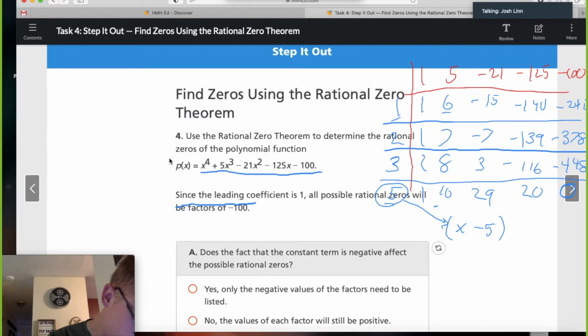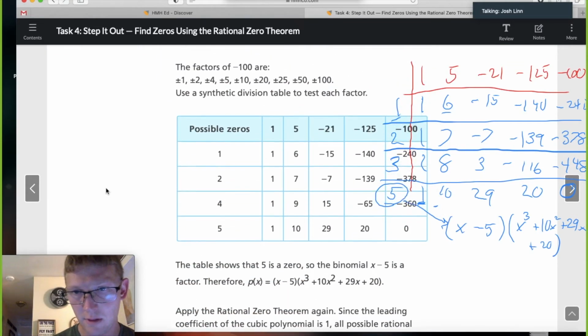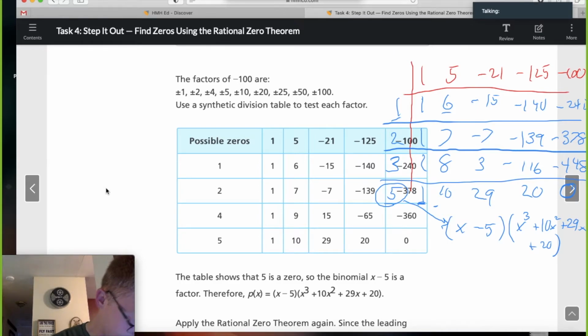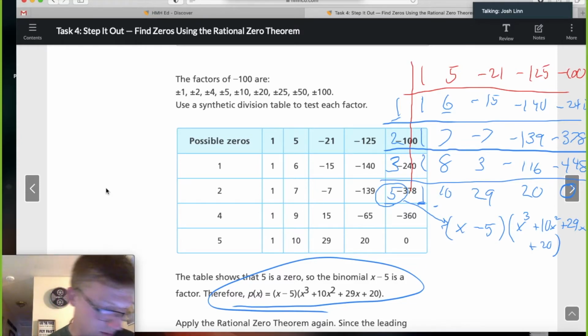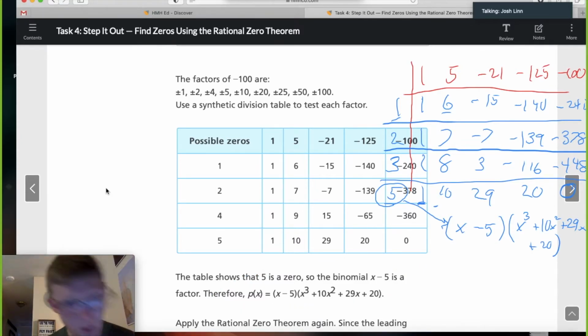So after we take 1x out, starting from this side right here, we're going to have x cubed plus 10x squared plus 29x plus 20. I ran out of space there, but luckily the books got our back, because they got this right there. So now we get to do this all over again. I know you're excited about this.